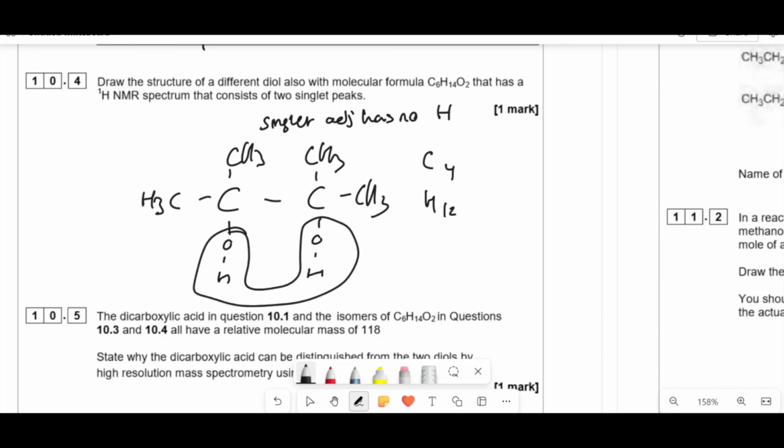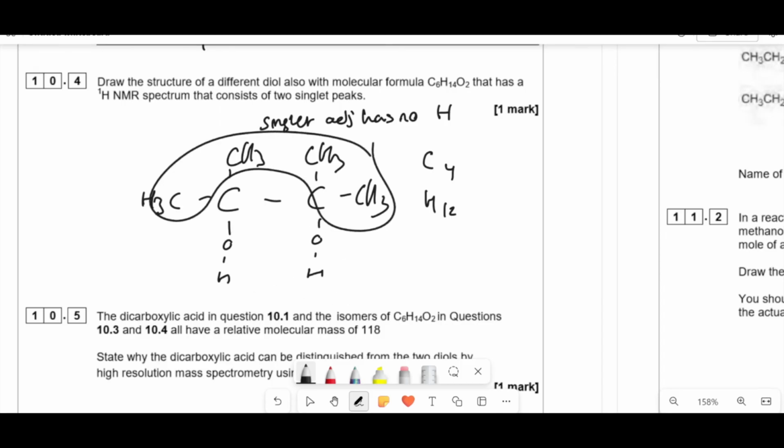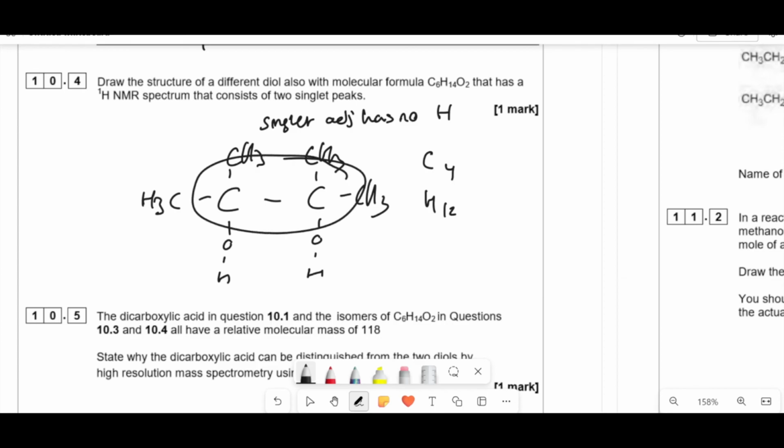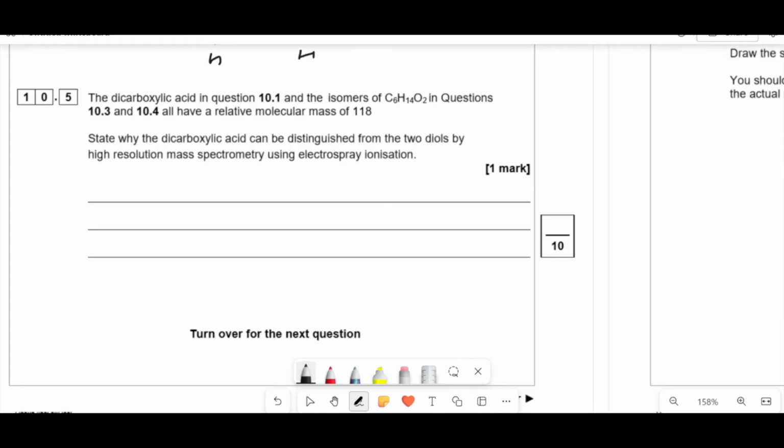These are the same to each other, but different from these, so I get 2 peaks. They're all going to be singlets because these have no hydrogen atoms on them directly. There you go. So the dicarboxylic acid in 10.1 and the isomers in questions 10.3 and 10.4 all have a relative molecular mass of 118.